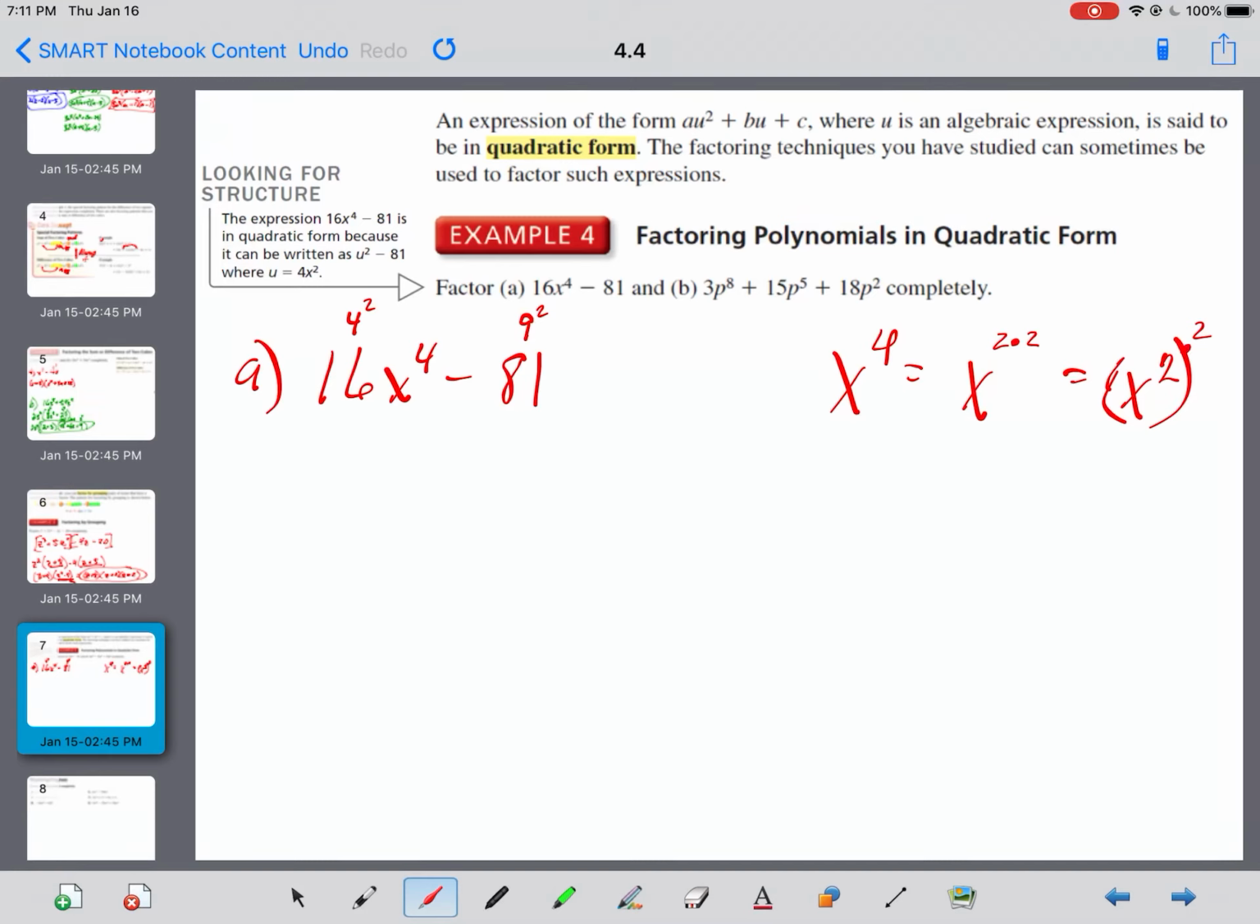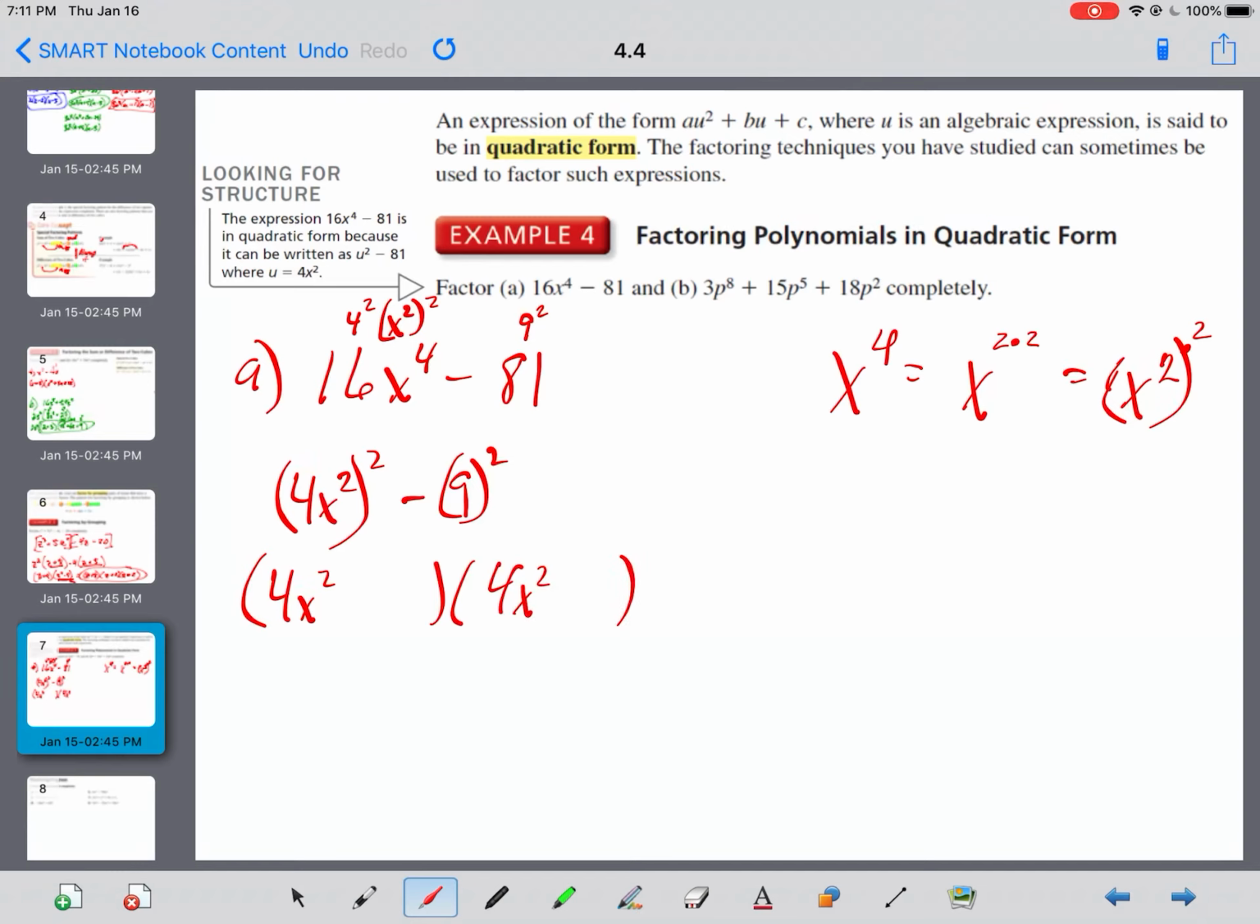Because when you have a power to a power, you multiply them. So I could actually pull that and separate it out so that it's x squared squared. Now the whole front thing is a squared. I basically have 4x squared squared minus 9 squared. Difference of squares. So I have 4x squared in the front one, I have 4x squared in the back one, I've got a 9 in each.